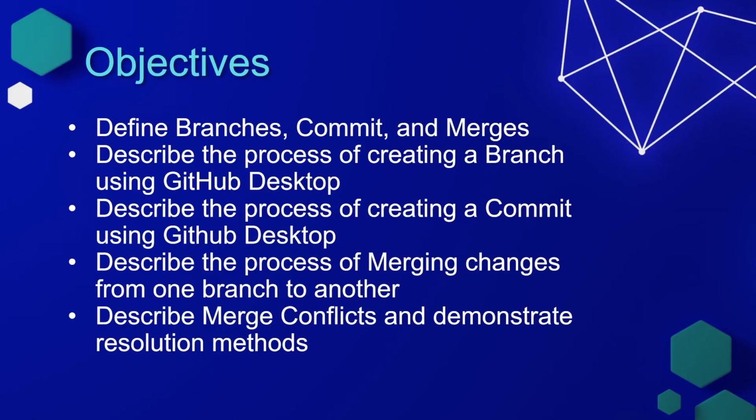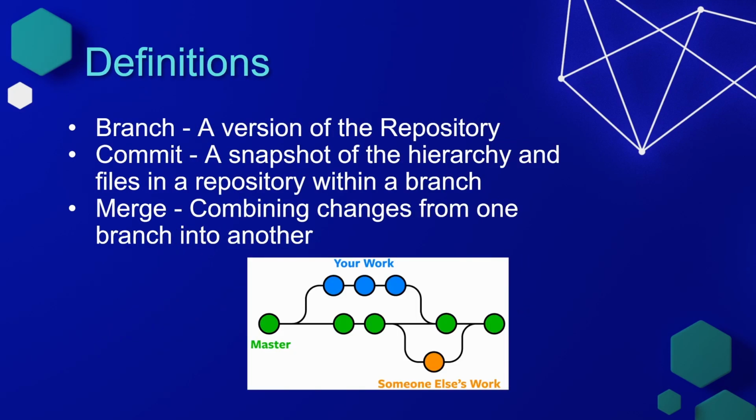In this lesson, we'll define branches, commits, and merges. We'll describe the process of creating a branch using GitHub Desktop. We'll describe the process of creating a commit using GitHub Desktop. We'll describe the process of merging changes from one branch to another, and then we'll describe merge conflicts and demonstrate resolution methods.